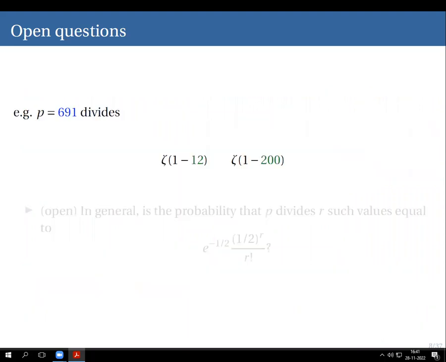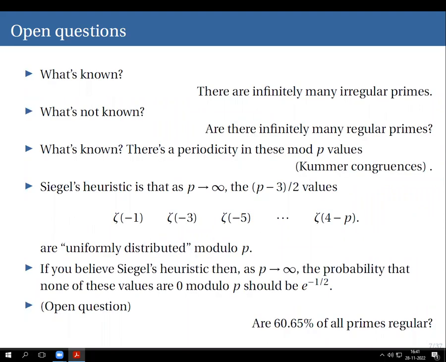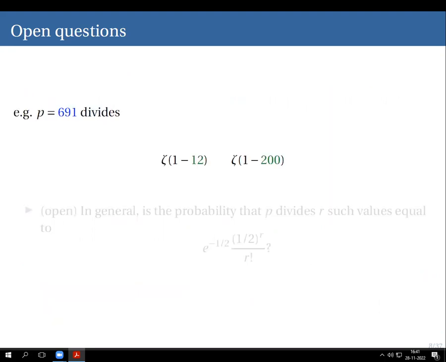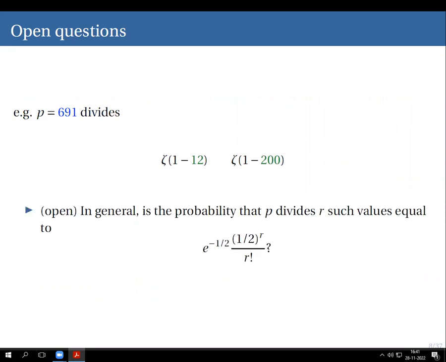Okay, and in general, it could happen that p divides two of these zeta values. For 691, it divides the numerator of zeta(1-12) and zeta(1-200). And so I just want to state this question, which is not known in number theory. If you follow the same heuristic, you can fix an integer r, and you can ask what is the probability that p divides r of those values. Then you expect some sort of Poisson distribution, and it's not known if that's true.